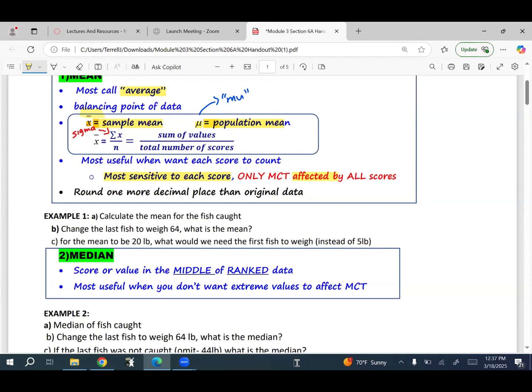Also with the mean, you want to round to one more decimal place. That's just the general rule. So if all of our data's whole numbers, we would round the mean to the tenths place. You just always round one more than your original data set.